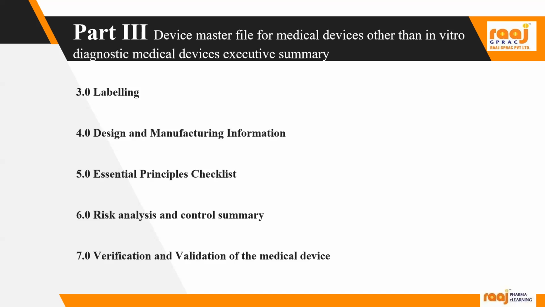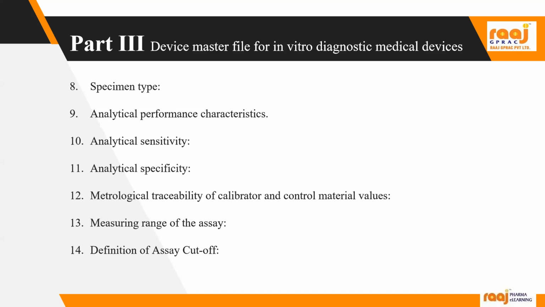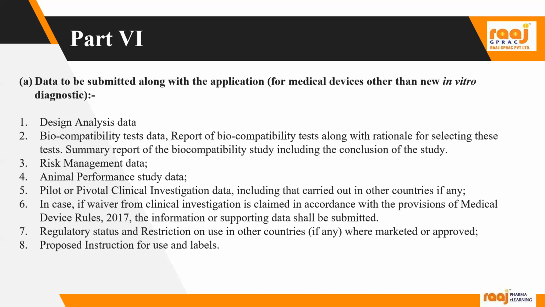Then labeling, design, manufacturer information, essential principle checklist, risk analysis, verification, validation, right? Then you have to write the executive summary. Then you have to attach the sensitivity, specificity. So if you are ready with all these documents, then it is easy for you to get the license.